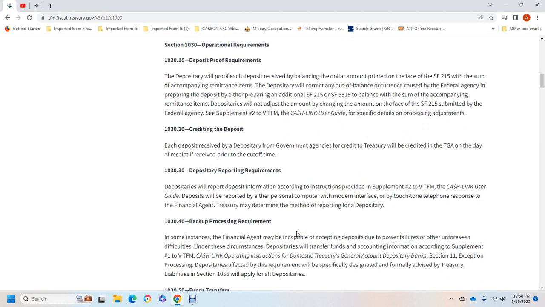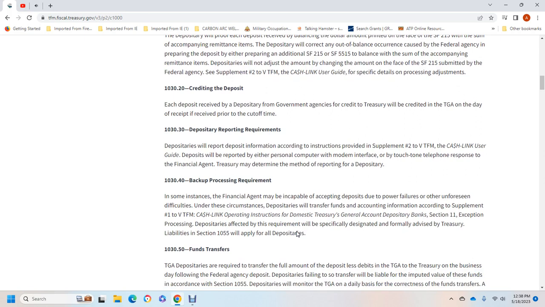1030-30, Depository reporting requirements. Depositories will report deposit information according to the instructions provided in Supplement 2, Volume 5, Treasury Financial Manual, CashLink User Guide. Deposits are reported with either a personal computer with a modem interface or by touchtone telephone response to the financial agent. Treasury may determine the method of reporting by the depository.